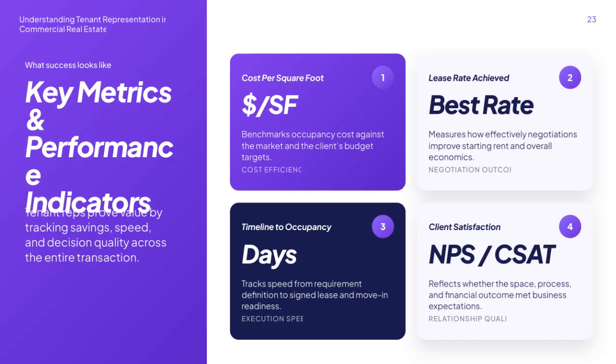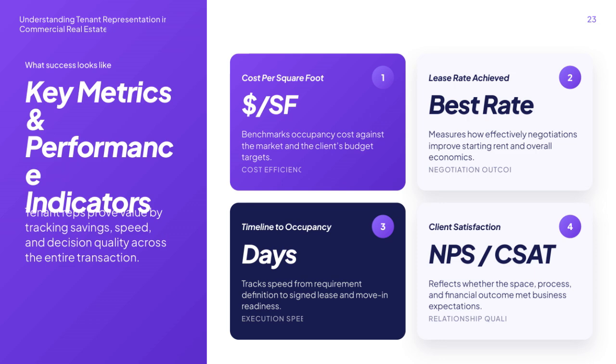When we look at key metrics and performance indicators in tenant representation, the goal is to clearly demonstrate value by tracking savings, speed, and decision quality throughout the entire transaction. One crucial metric is cost per square foot, which benchmarks occupancy costs against both the market and the client's budget targets. This helps us assess cost efficiency directly. Next, the lease rate achieved is a vital indicator. It measures how well negotiations improve the starting rent and the overall financial terms, reflecting the quality of the negotiation outcome.